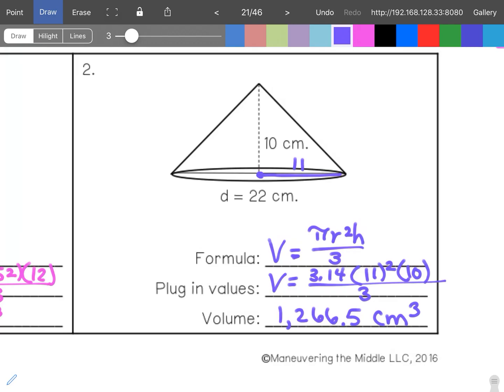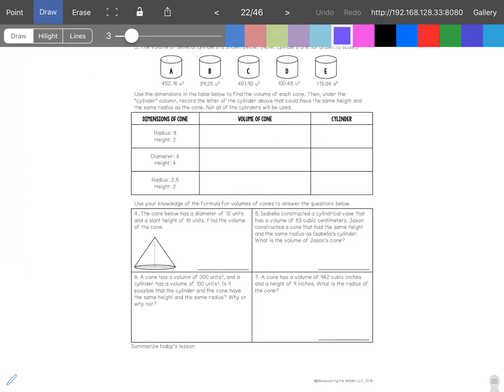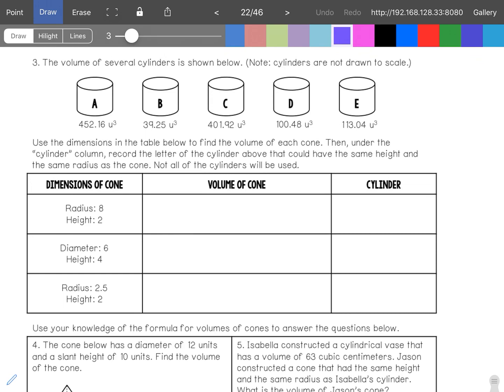Okay, number 3. The volume of several cylinders is shown below. The cylinders are not drawn to scale. Use the dimensions in the table below to find the volume of each cone. Then, under the cylinder column, record the letter of the cylinder above that could have the same height and the same radius as the cone. Not all the cylinders will be used.